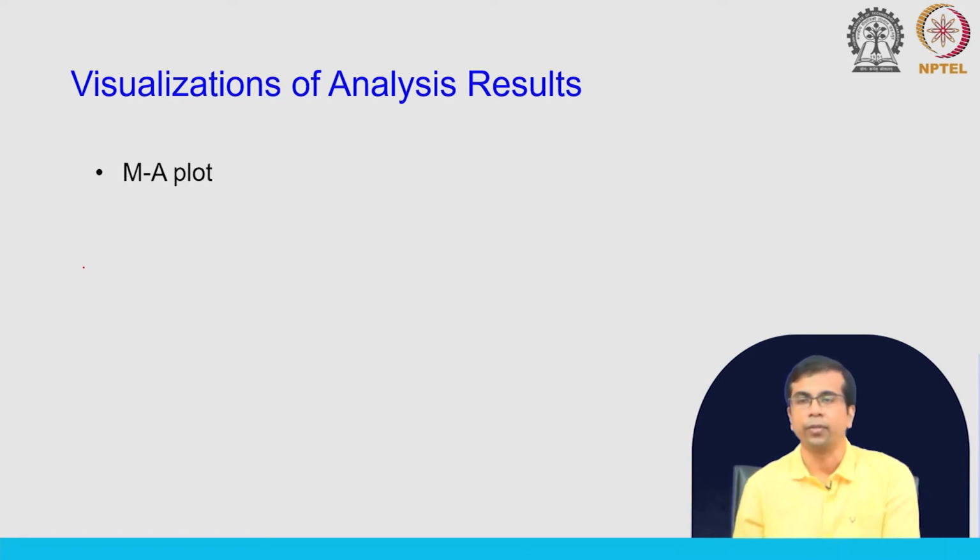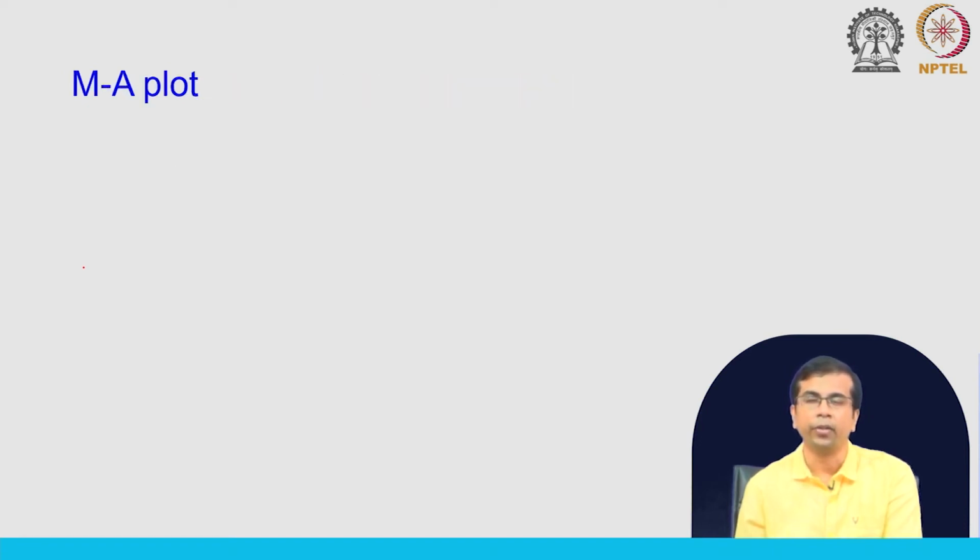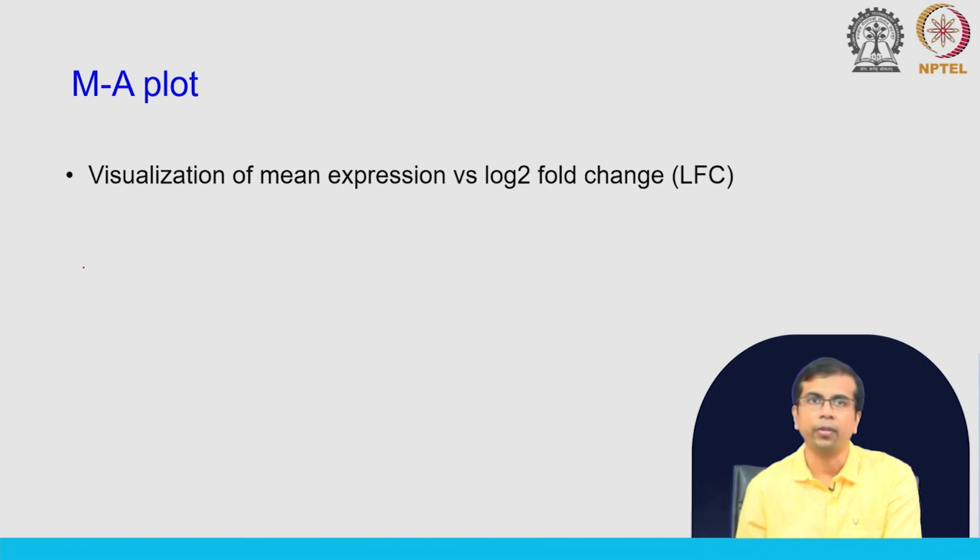There are 3 different plots that we use very commonly. One is called the MA plot, the second is the volcano plot, and the third is the heat map. I will discuss these different types of plots, and we will actually plot the results that we have just generated using these plots, and you will see they give us quite informative inferences. So, the first one is the MA plot.